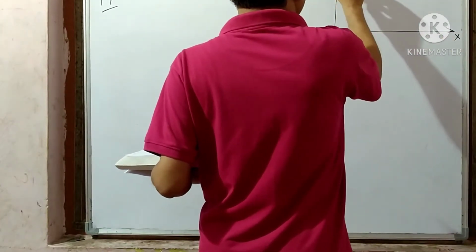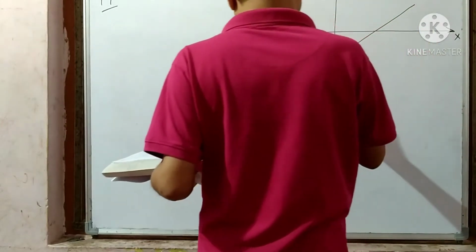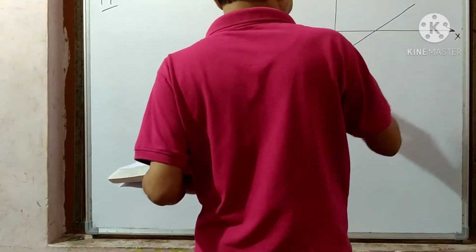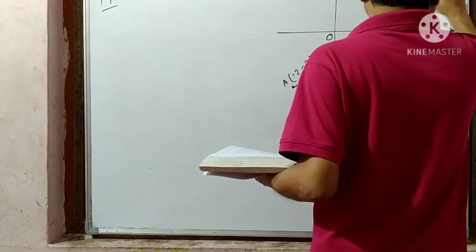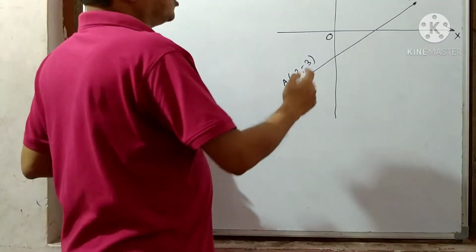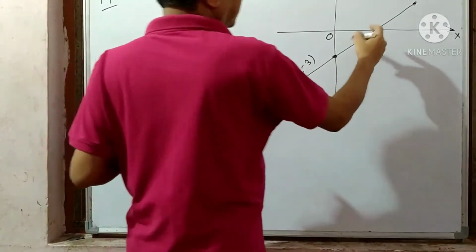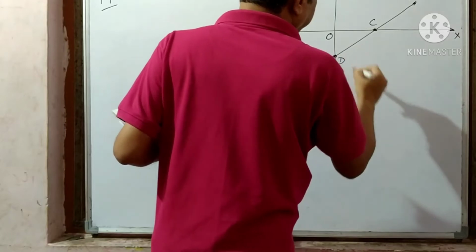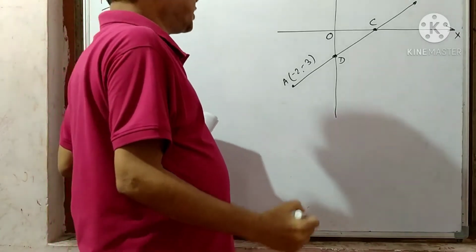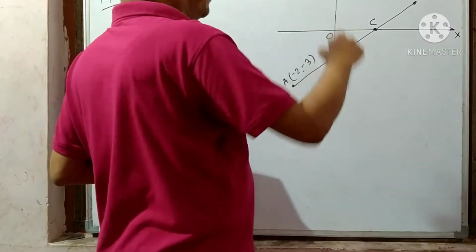This is the origin, this is the y-axis, and you see here this is a straight line. Point A is (-2, -3) and point B is (5, 4). This line segment AB is divided by the two coordinate axes, x-axis and y-axis, at points, suppose, C and D. And we have to find the ratio in which point C divides AB and point D divides AB.